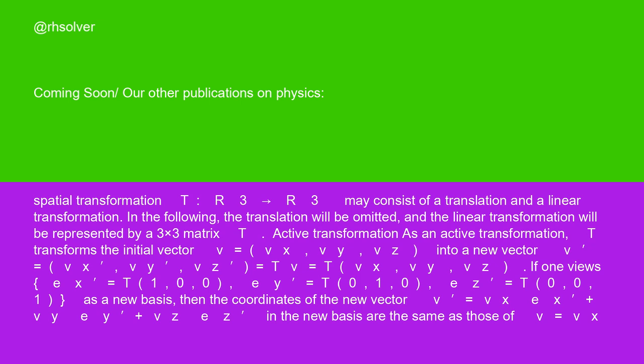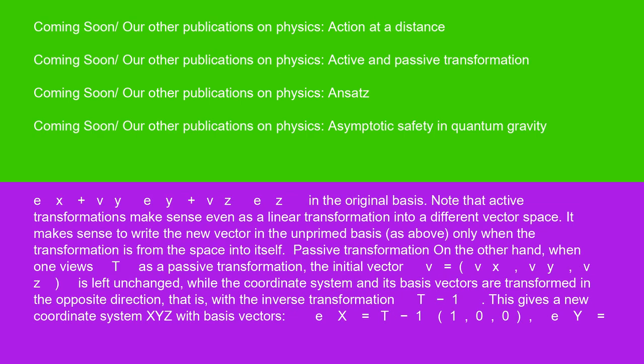If one views e'x = T(1, 0, 0), e'y = T(0, 1, 0), e'z = T(0, 0, 1) as a new basis, then the coordinates of the new vector v' = vx e'x + vy e'y + vz e'z in the new basis are the same as those of v = vx ex + vy ey + vz ez in the original basis. Note that active transformations make sense even as a linear transformation into a different vector space. It makes sense to write the new vector in the unprimed basis, as above, only when the transformation is from the space into itself.